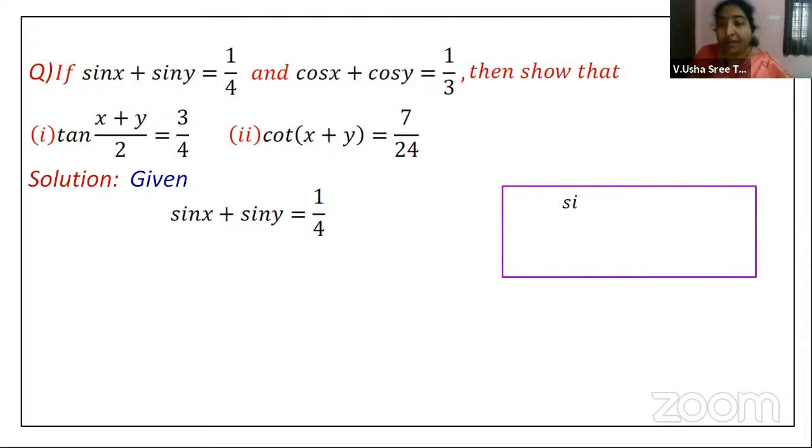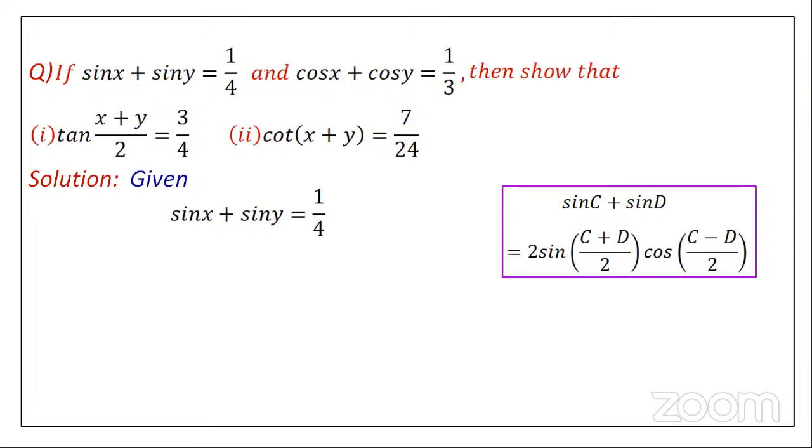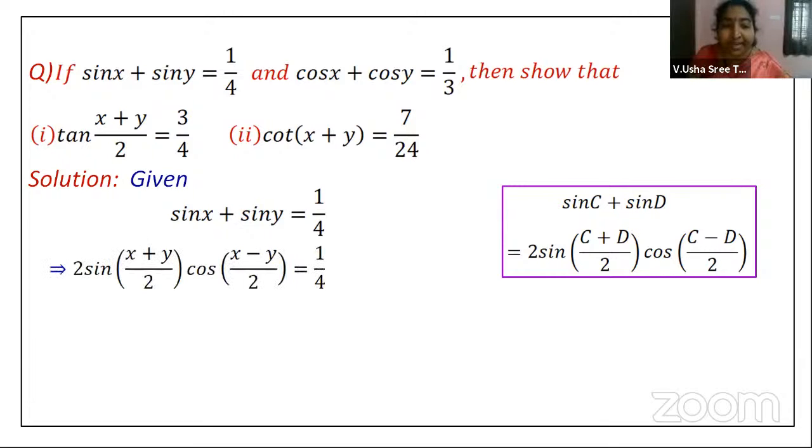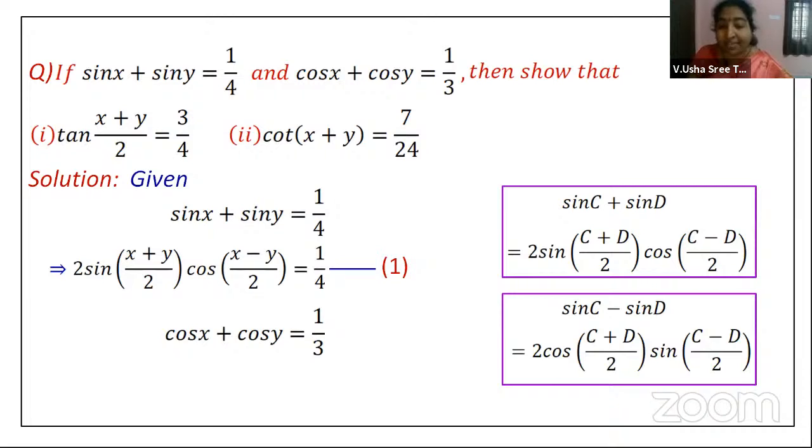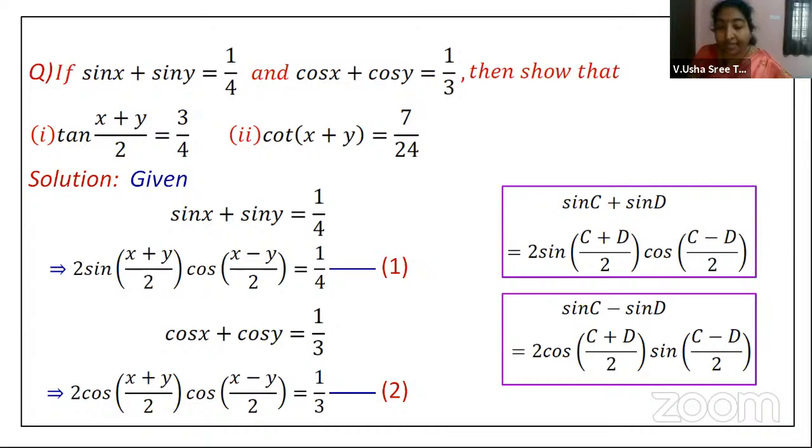So we'll make use of the formula sin C plus sin D, which is 2 sin (C plus D) by 2 cos (C minus D) by 2. We'll have it as 2 sin (x plus y) by 2 cos (x minus y) by 2 is equal to 1 by 4. We'll call it equation number 1 and then we will take the next equation, that is cos x plus cos y is equal to 1 by 3. Then we will apply the formula. Right, I have misquoted the formula over here. Cos C plus cos D is 2 cos (C plus D) by 2 cos (C minus D) by 2, children. So we will apply it as 2 cos (x plus y) by 2 cos (x minus y) by 2 is equal to 1 by 3. Right, we'll take it as equation number 2.